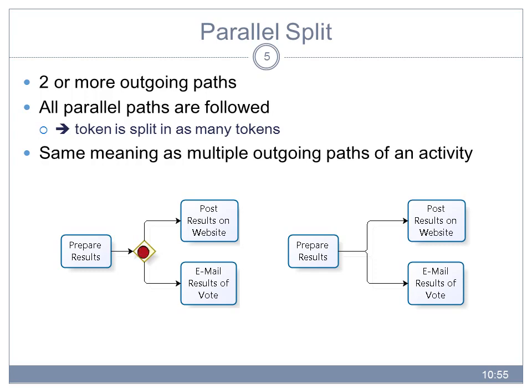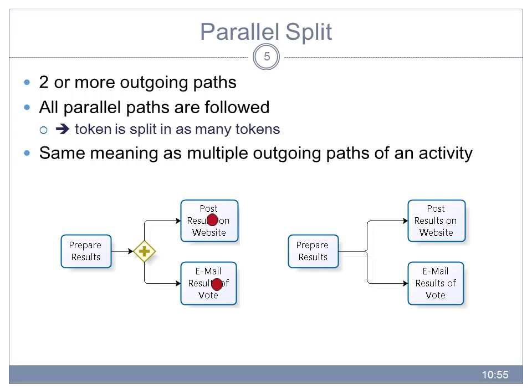So here you see the animation. The red token arrives in the gateway, there are two outgoing paths, so it means that both paths will be followed. So you prepare the results and you will both post them on a website and you will email the results. Note that this parallel split has the same meaning as multiple outgoing paths of an activity.